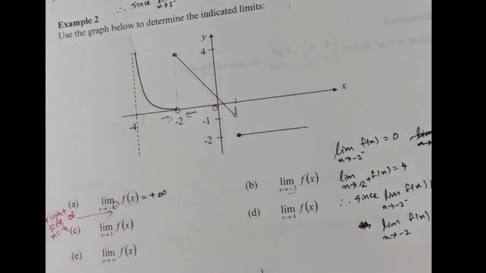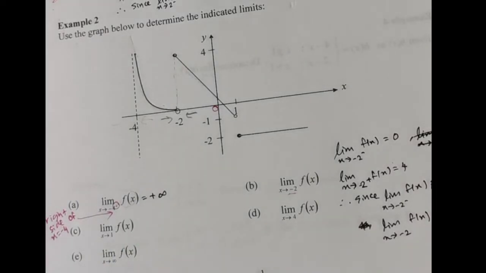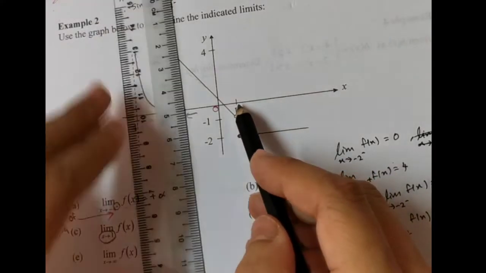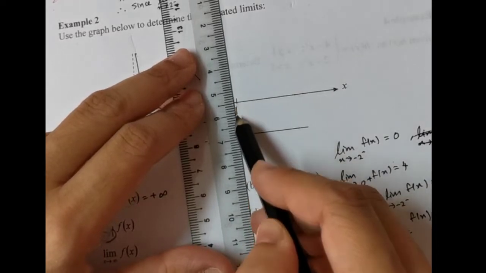Look at example c. In example c, the question wants you to check whether the limit exists from the left and right side of 1. So this is the value of x equal to 1. It's here.